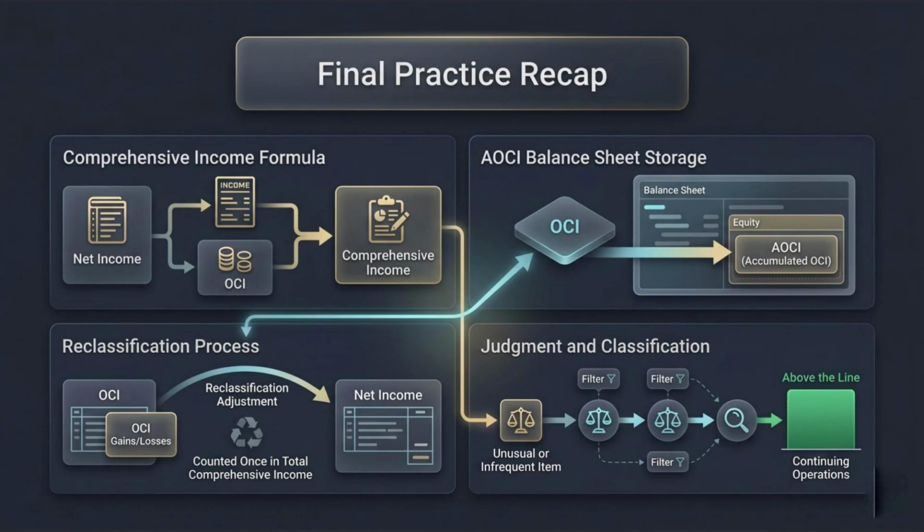Let us close the full ASC 220 practice session with 4 memory anchors. Net income plus OCI equals comprehensive income. AOCI stores OCI separately in equity. Reclassification prevents double counting when OCI items later enter net income. Special items require judgment. Unusual or infrequent items stay in continuing operations, and business interruption proceeds follow the nature of the loss.